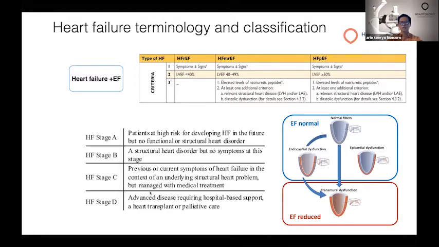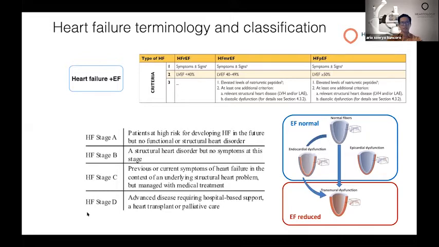But you can see here from the table in the middle that other than the ejection fraction, we also have to collect data about BNP, elevated natriuretic peptide if it is available, and at least one additional criterion: relevant structural heart disease, and also diastolic dysfunction. And this is another important parameter which echo will pick up, to define the classification of the diastolic function.